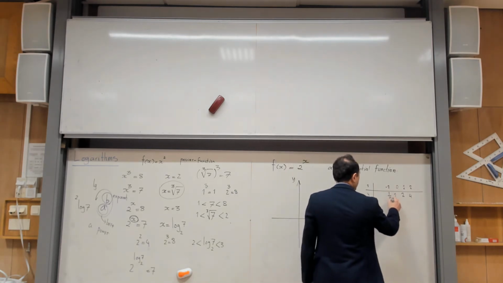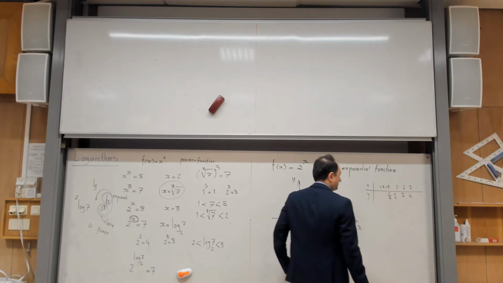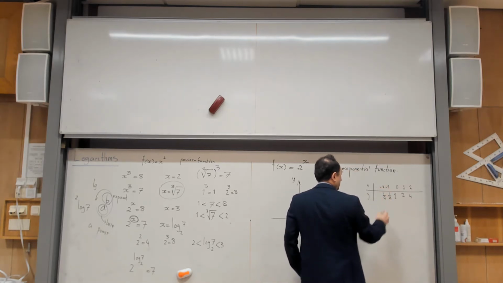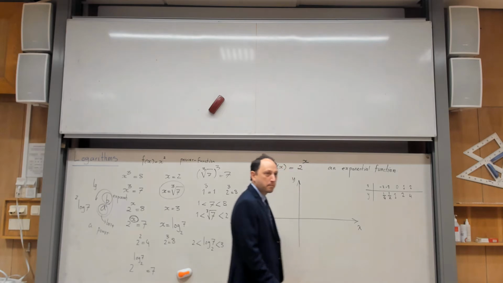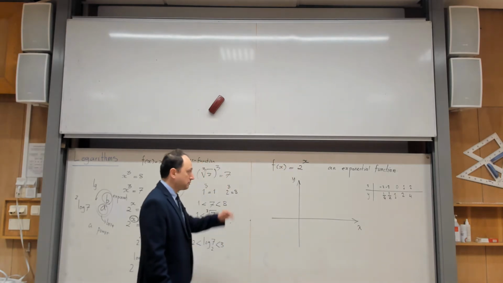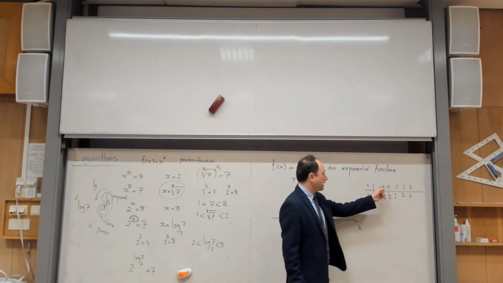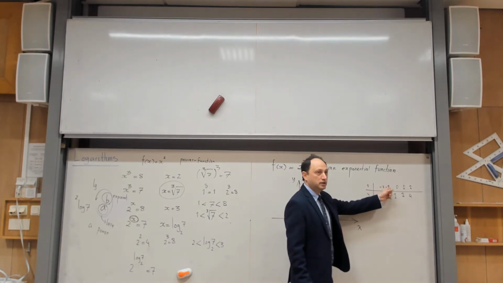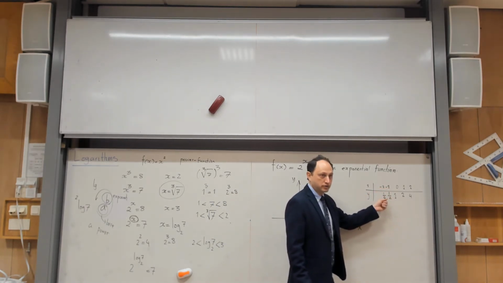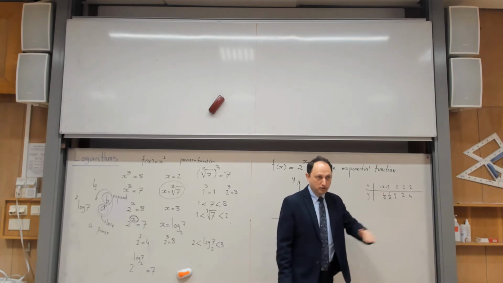If I put -2, what will happen? 1 over 4. 1 over 4, agree? And if I put -3, it becomes 1 over 8. Okay, it becomes smaller and smaller. But be careful. Even if I am putting negative numbers, the values are still positive, but getting smaller and smaller.